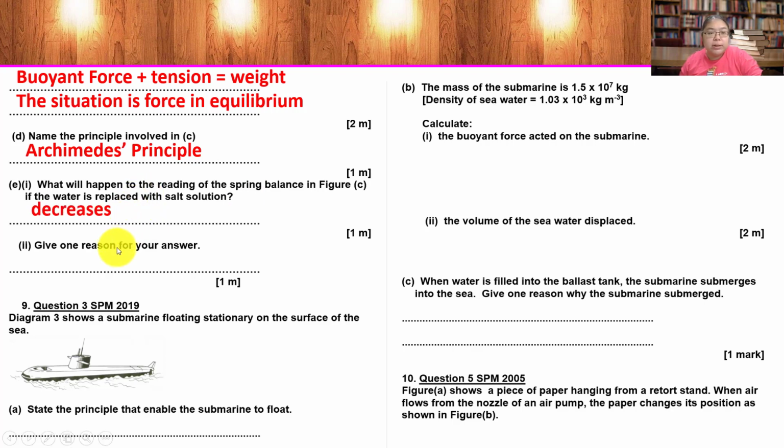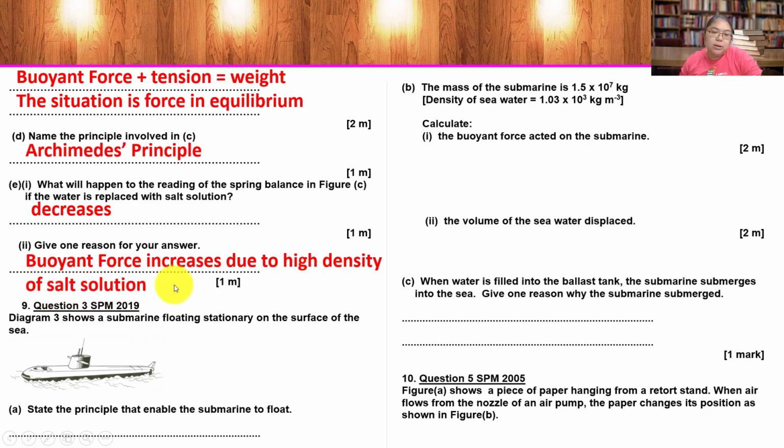Okay, give one reason. Now we give the reason. Salt solution means the density is higher. Buoyant force increases due to the higher density of the salt solution. Because you need to know the buoyant force formula is V rho g. So when the rho increases, the whole thing also increases.